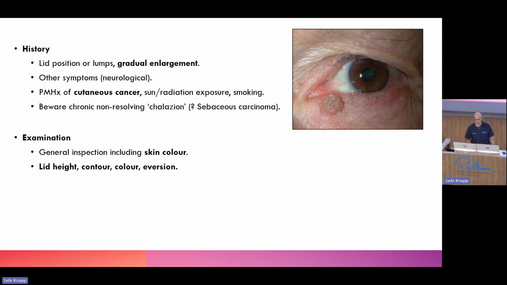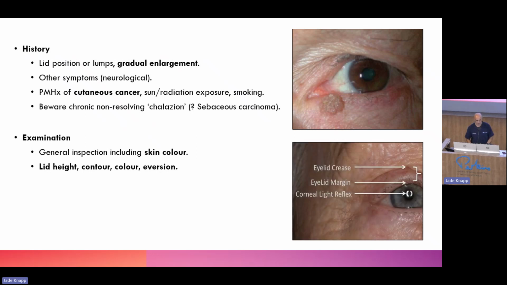As far as the lids themselves go, lid height is important. When people come in talking about a droopy eyelid, you can get really technical about lid height, but a simple examination technique is to take your ophthalmoscope at about arm's length from the patient, shine it at the patient's eyes, and you're looking for the reflection on the cornea, right? You'll get the light from the ophthalmoscope reflecting on the cornea, and it should be more or less in the middle of the cornea.